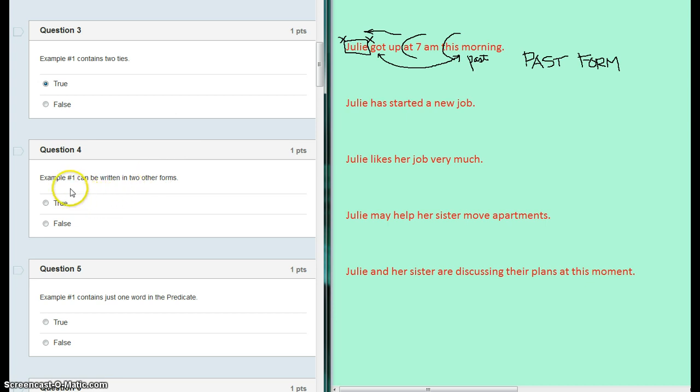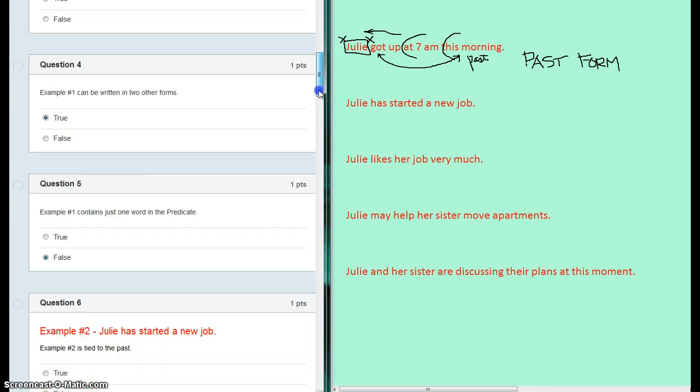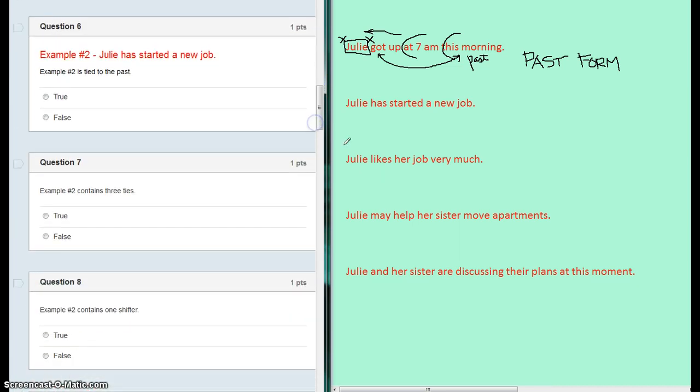Question number 4, example number 1 can be written in two other forms. That's the same question I've been asking on every quiz. Yes, you can say Julie got up, affirmative. Julie did not get up, negative. Did Julie get up? Question 5. Example 1 contains just one word in the predicate. No, it contains two, got and up. So that's false. Okay, that takes care of example number 1.